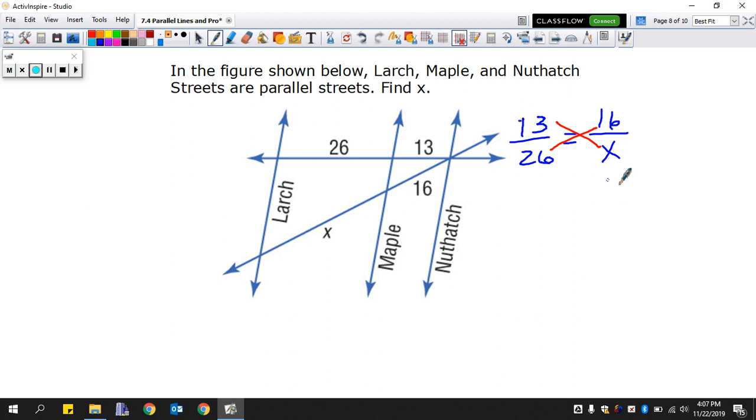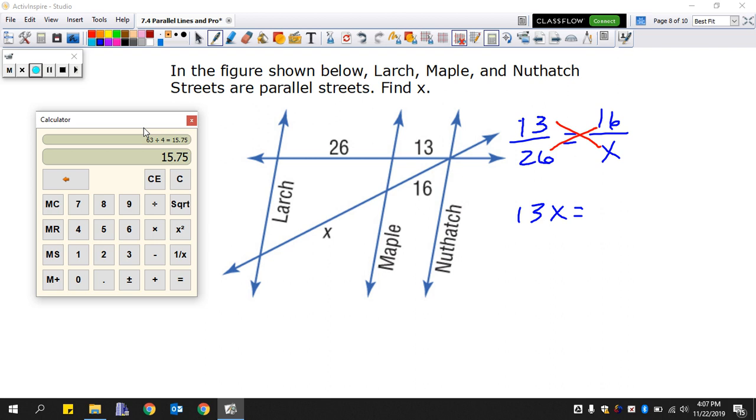Now when we cross multiply, 13 times x is 13x, and 26 times 16 is equal to 416. Then we divide both sides by 13. 416 divided by 13 is equal to 32. So x is equal to 32.